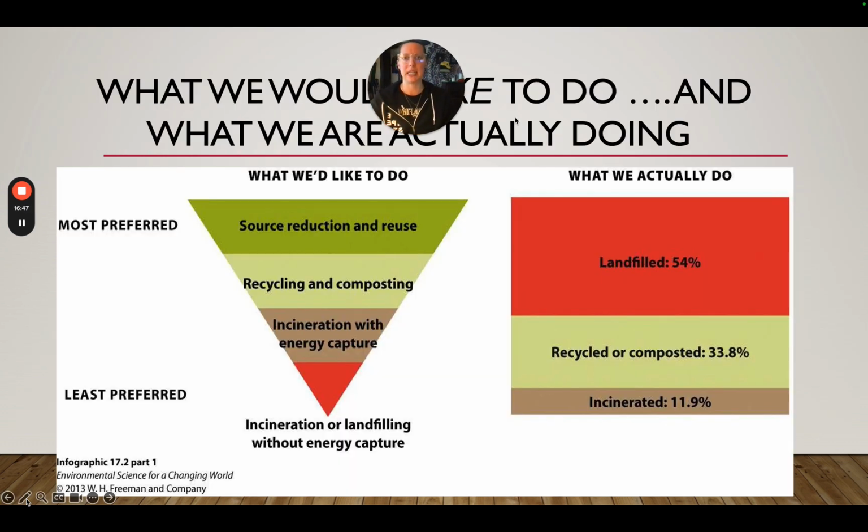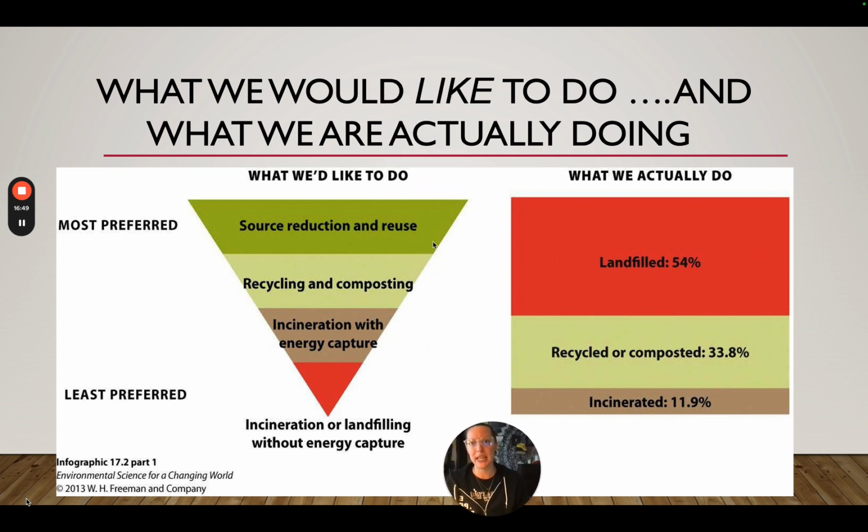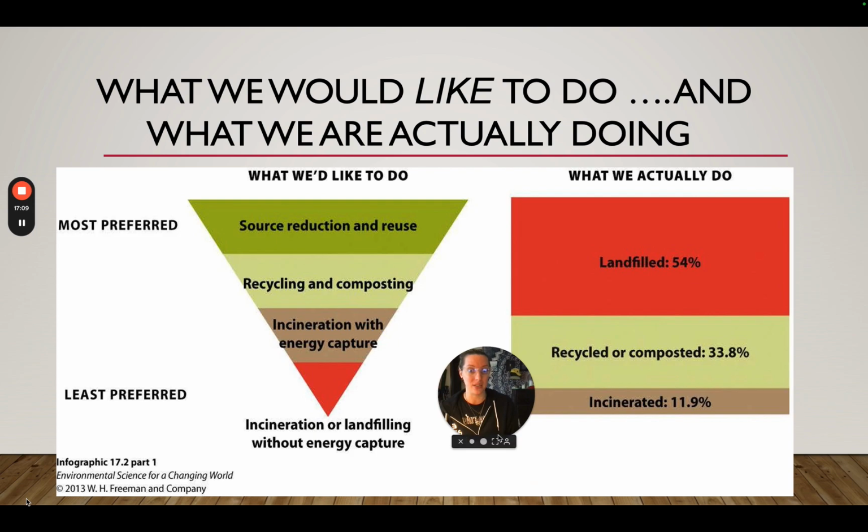The last thing here is looking at what we would like to do and what we are actually doing, right? What we would like to do, of course, would be to reduce and reuse, recycle and compost, and incinerate with energy capture, and then lastly, incinerate or landfill without energy capture. But in fact, that is not what we are actually doing. So it's almost kind of like wishful thinking. But in the next set of videos, we will look further into some things that we can do to shrink the waste that we create.